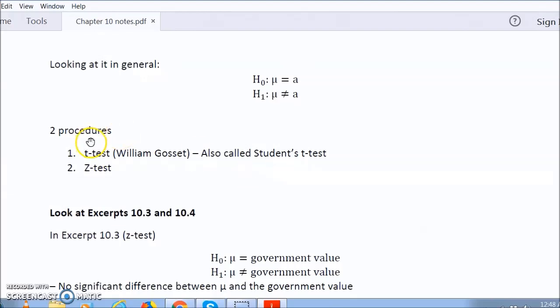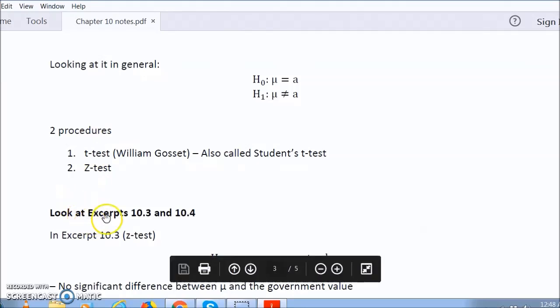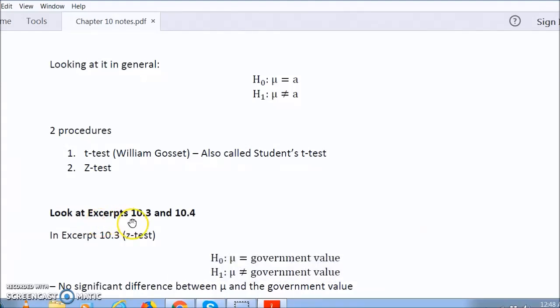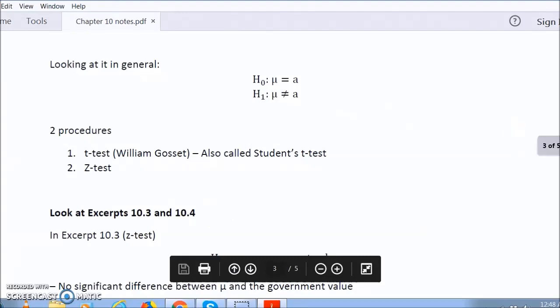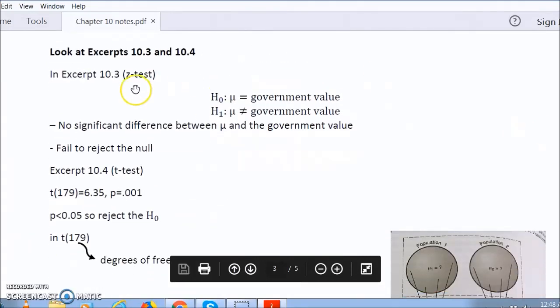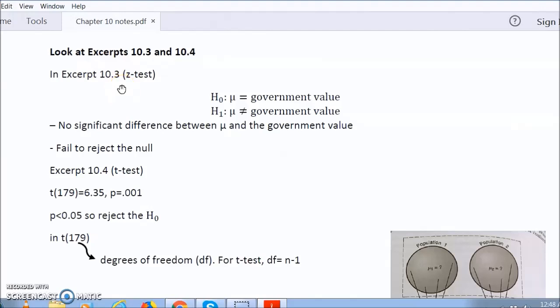To understand the t-test and the z-test in more detail, we are going to look at excerpts from your book, page number 208, 10.3 and 10.4. So let's first look at 10.3. The 10.3 is actually a z-test. It says one sample z-test. So once again, you know it is a one sample. That means there is one variable that we are using.